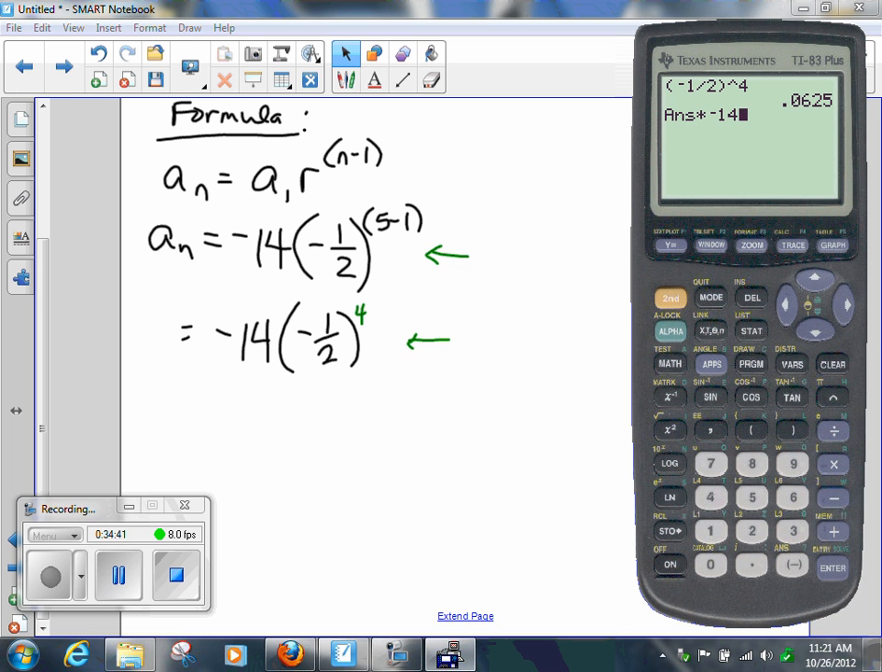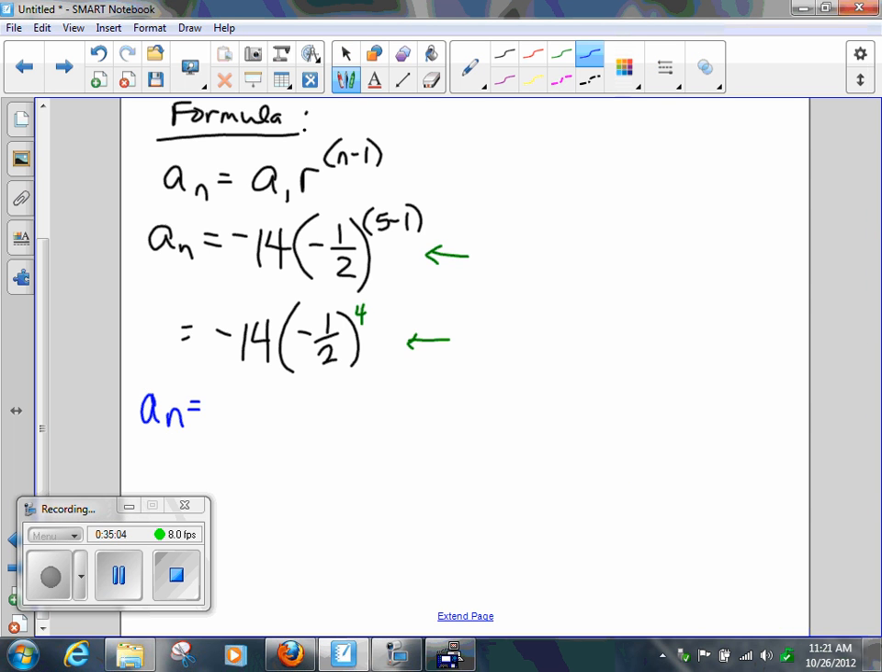I do all my work in the calculator, but I got to show every single step. -0.875, really? That is not acceptable for me. What do I need to do? Math bracket. Ah, better. So what is that saying? That a sub n is equal to, was it negative 7/8?